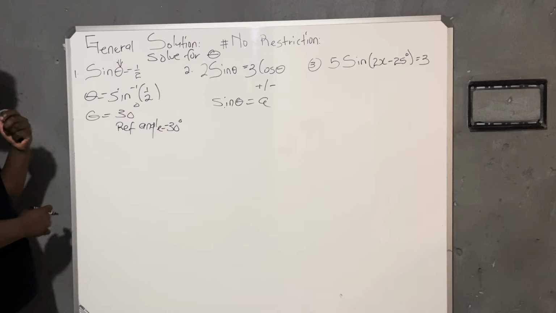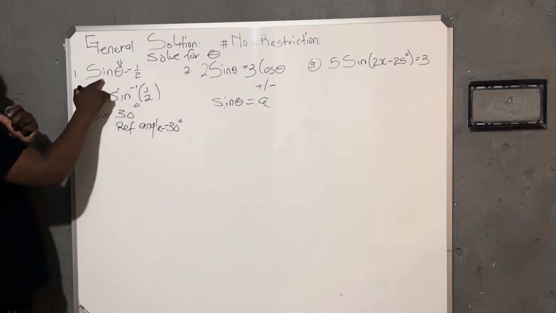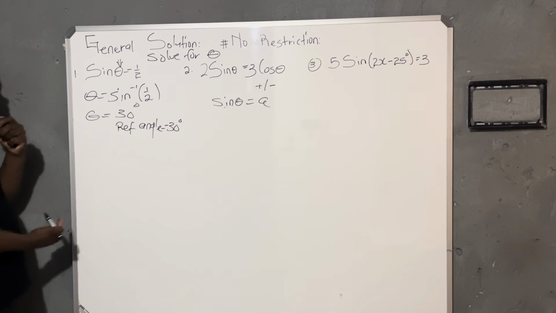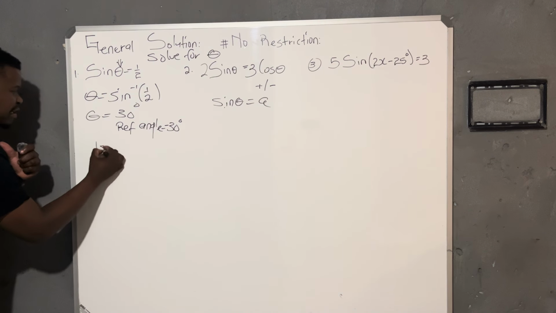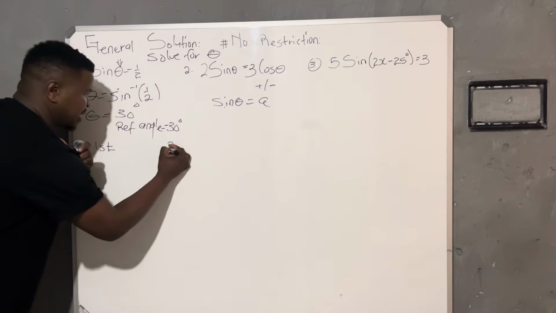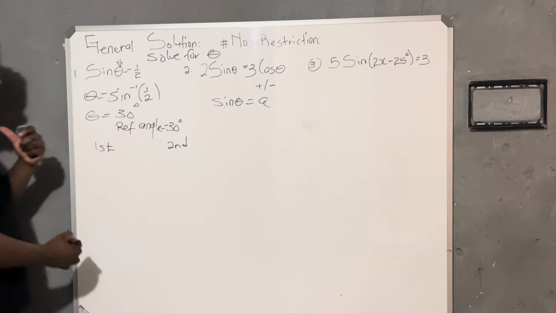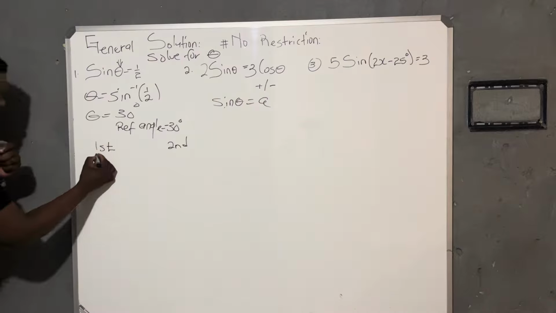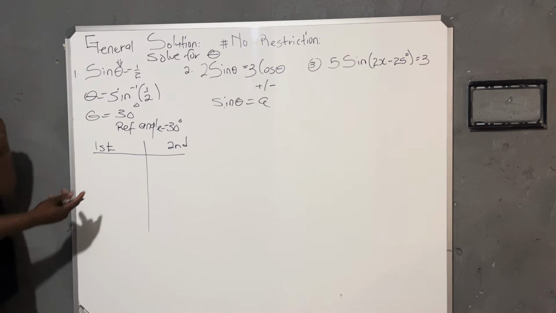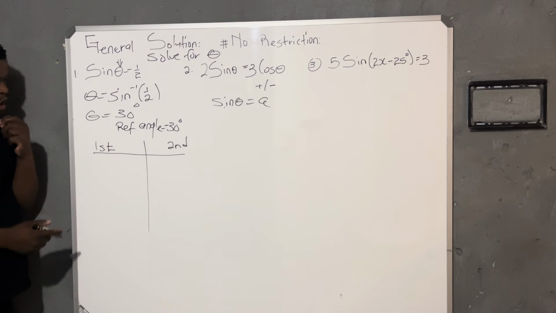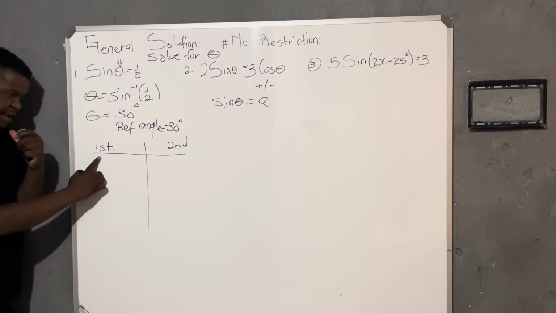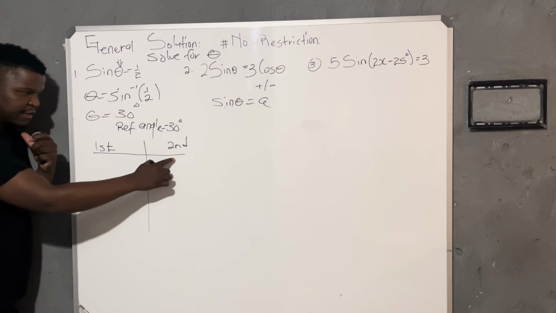Now, according to the Cartesian plane, we have to check where sine is positive. Sine is positive in the first quadrant and it's also positive in the second quadrant. Now, I can say, let's get general solution where sine is positive, meaning it's in the first quadrant and the second quadrant.